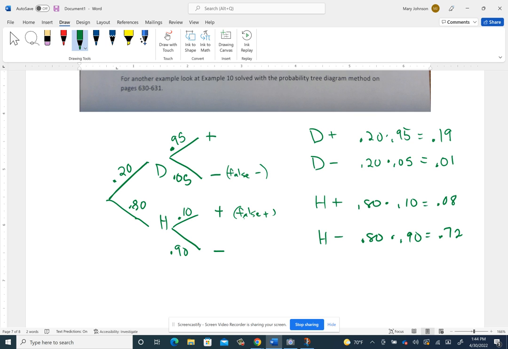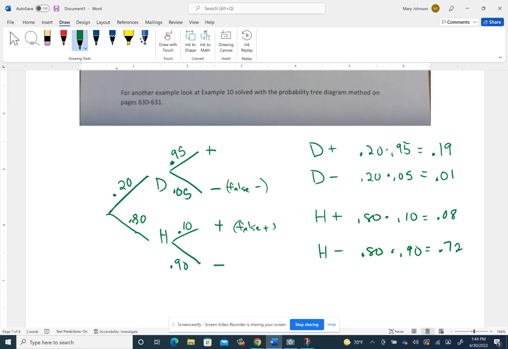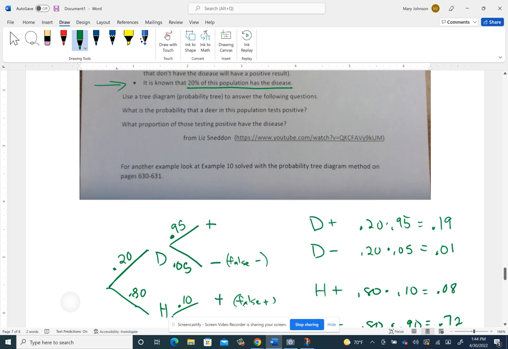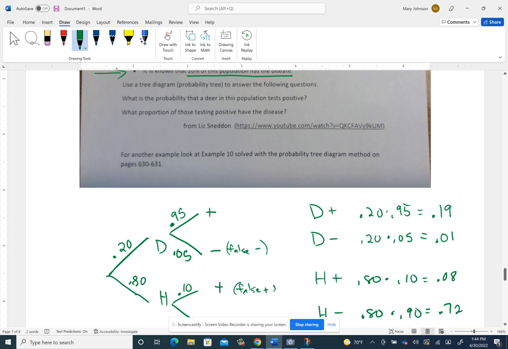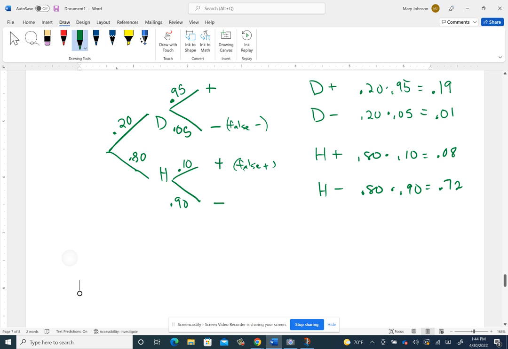Okay. All right. So now we got some of the data. Let's see what the questions are they're asking me. What's the probability that a deer in this population tests positive? Probability that we get a positive test. Didn't say anything about whether the deer actually had the disease or not. Positive test would be 0.19.